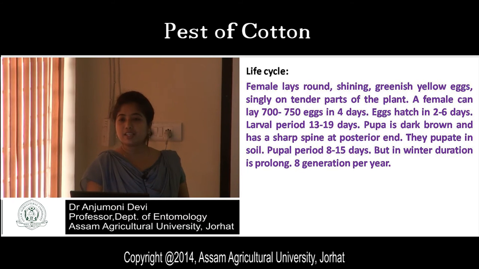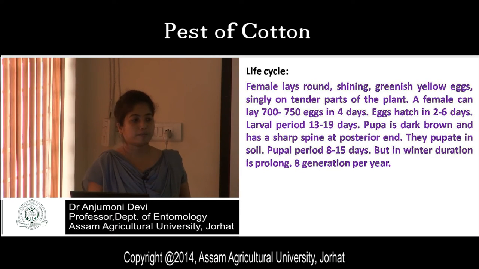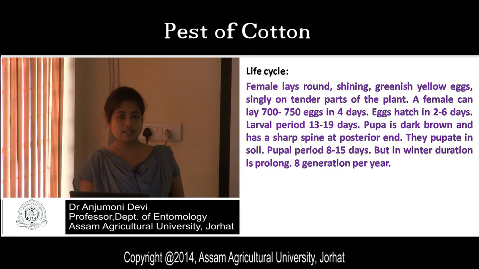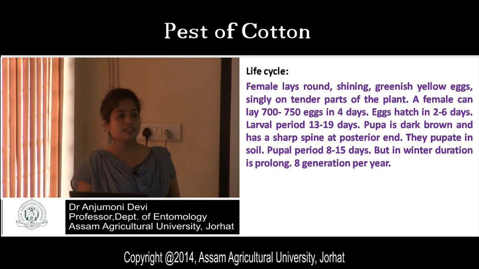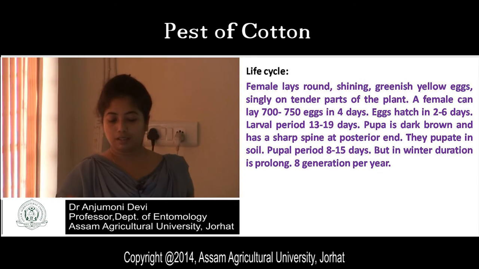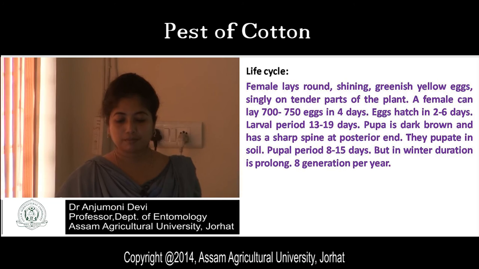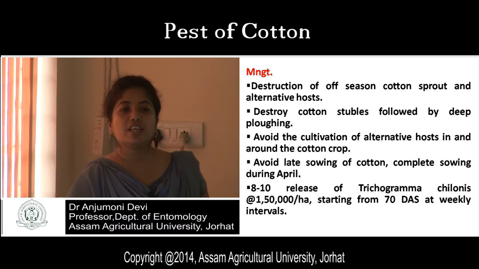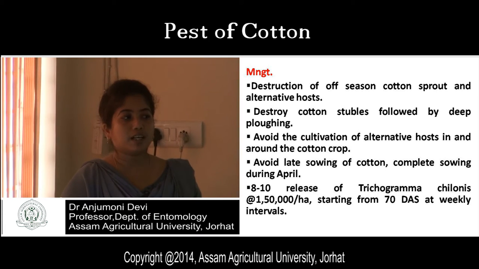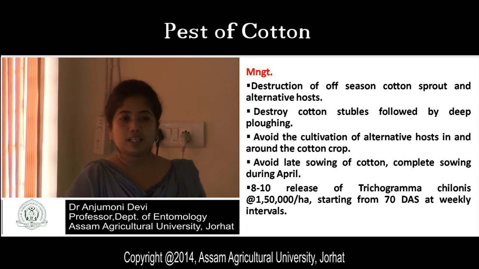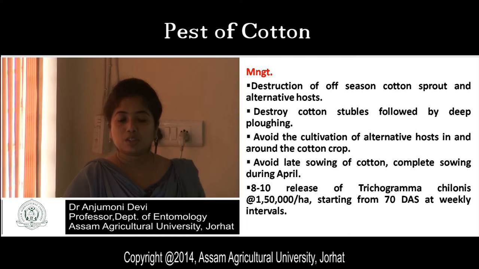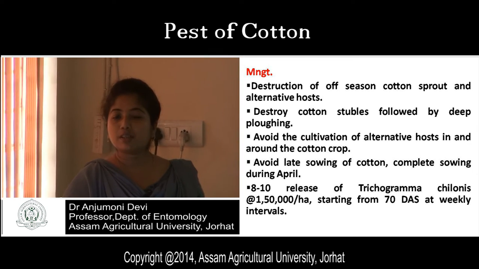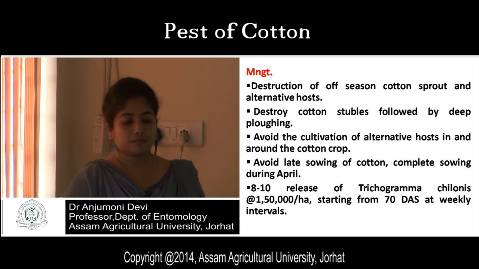There are 8 generations per year. In this insect, there are 8 generations per year. Then management. These three insects occur together in the cotton field. So the integrated management of these three bollworms is essential.